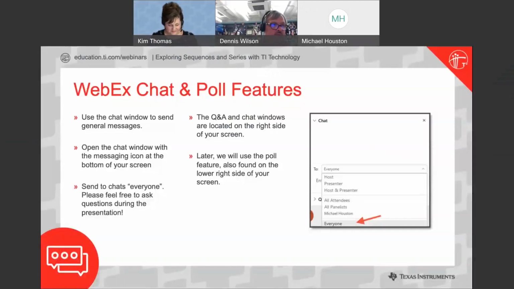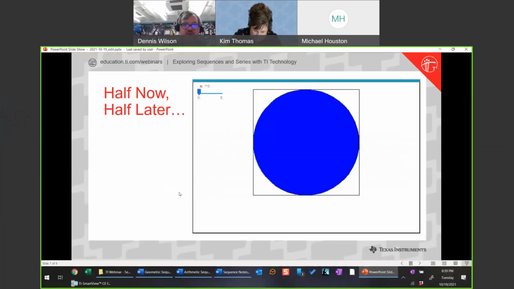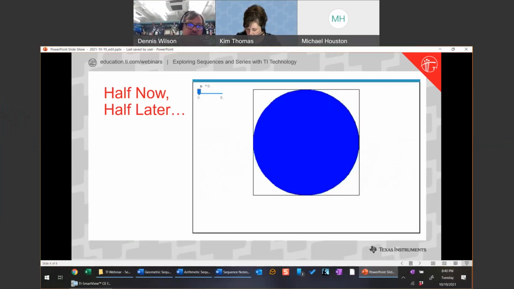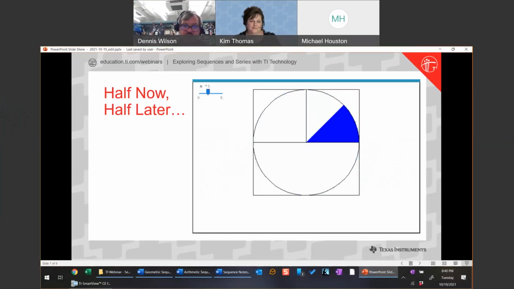So the next activity I want to look at that we're going to do for recursive sequences is an activity I call half now, half later. The reason I call it that is because there's a great video by Math Theater on YouTube of two teachers taking a trip, and they have a cake and they eat half now and save half for later. The idea is each time we take a slice of cake, we're eating half of what's left. Here is a nice little picture of it. You can see we start with the full cake in blue, and we just take half of what's left every time we take a bite.